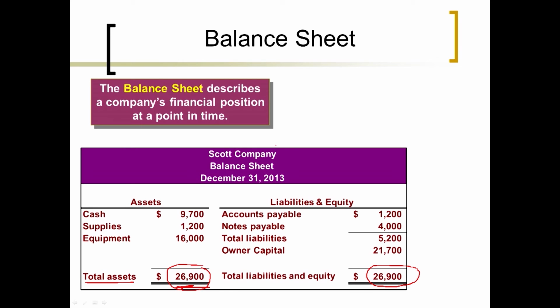Over here, you've got your liabilities, your accounts payable, your notes payable of 1,200 and 4,000 respectively, for total liabilities of 5,200. Then you list that owner's capital of 21,700. Now, where did this come from? Statement of equity. The statement of equity, right? Add those up. Don't just leave this number hanging. What is it called? It's called total liabilities and equity, or total liabilities plus owner's equity. You with me?